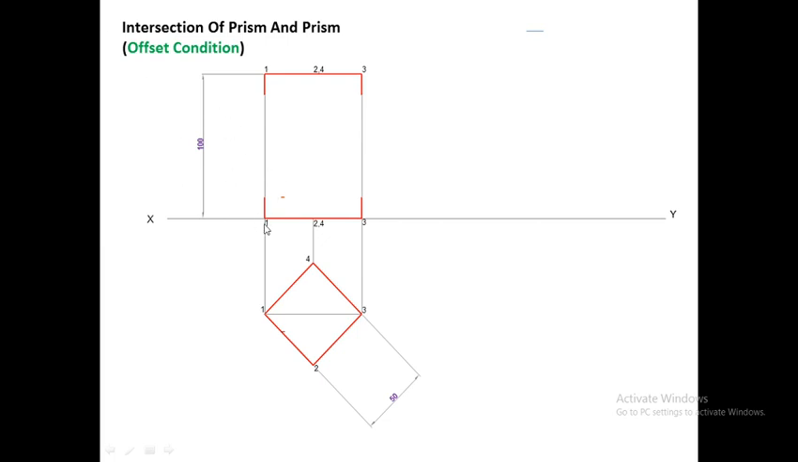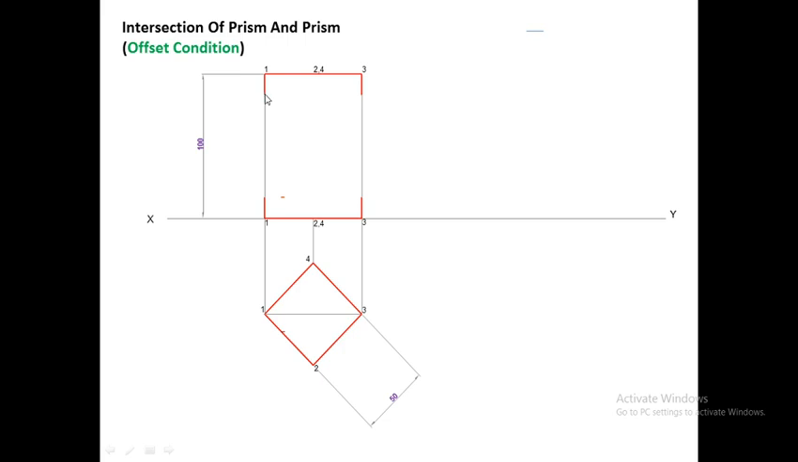Now we have marked the points which represent the edges. 1 to 1 will represent the edge 1. Similarly 2, 2 and 4, 4 will represent the second edge, and 3 to 3 will represent the third edge. Now we have not drawn here the edge number 2 to 2 and 4 to 4. We will draw these edges later on.